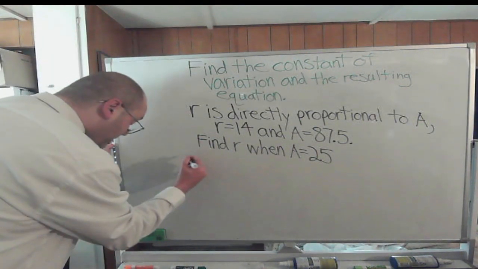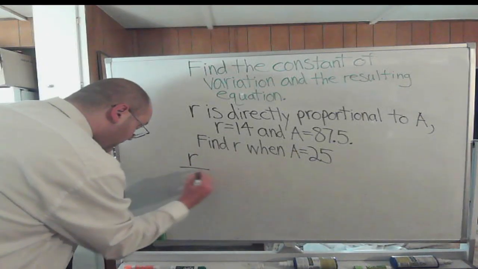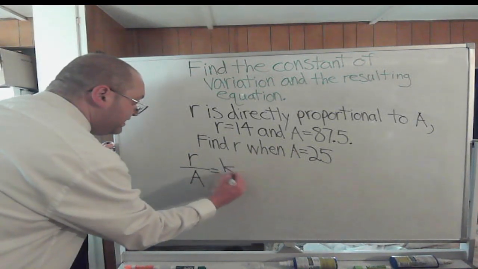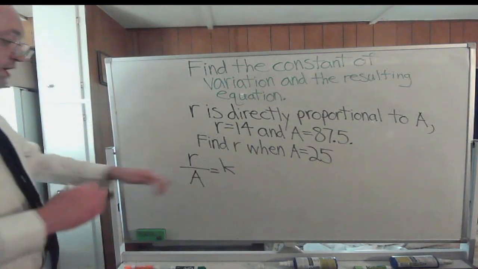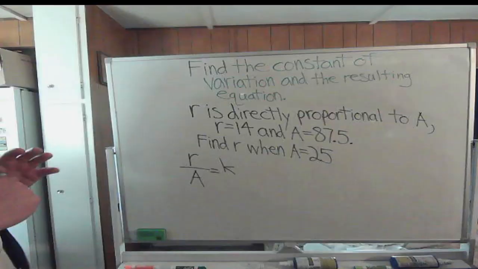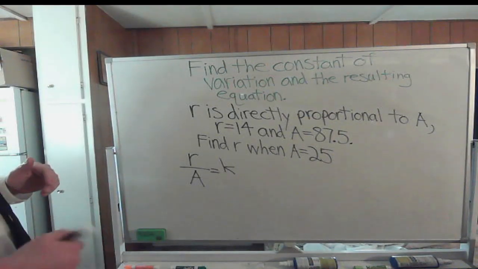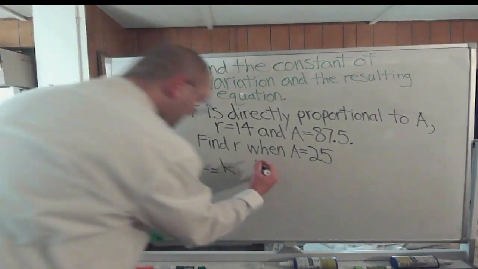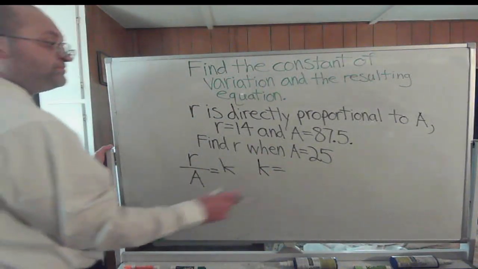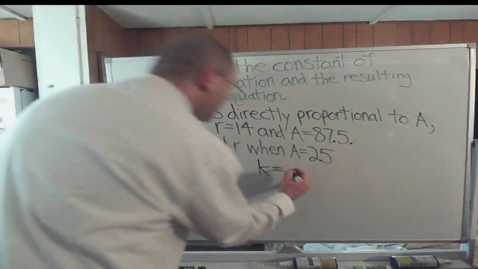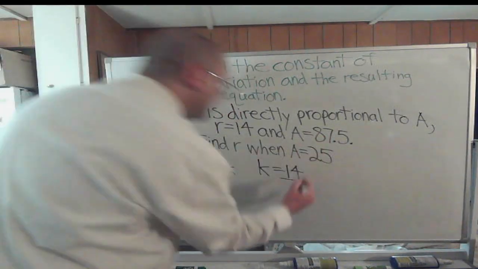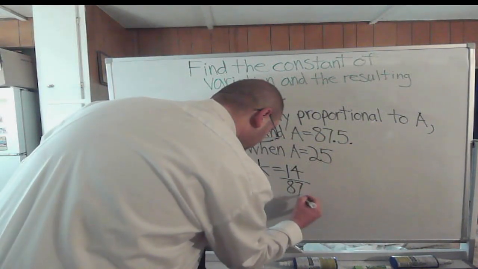That means it's going to end up being R over A. You just set that equal to your constant of variation. So R over A equals K, your constant of variation. Now, we got to solve for the constant of variation to start. All you got to do is plug in your assigned values for R and A. Your initial assigned values are R equals 14 over that A equaling 87.5.